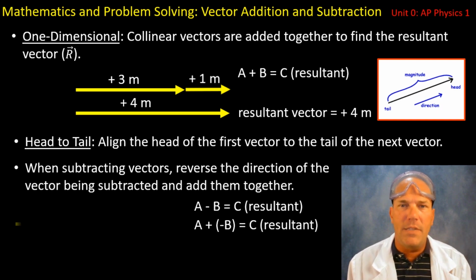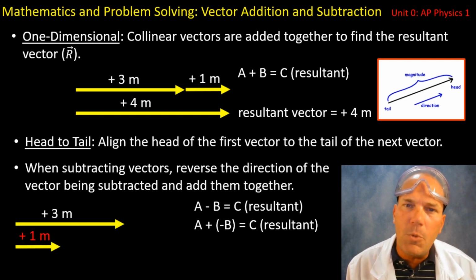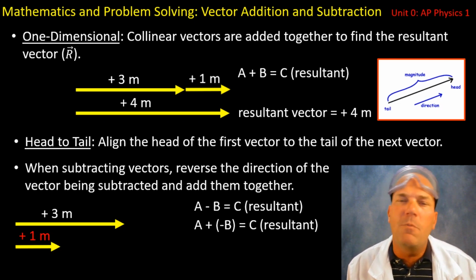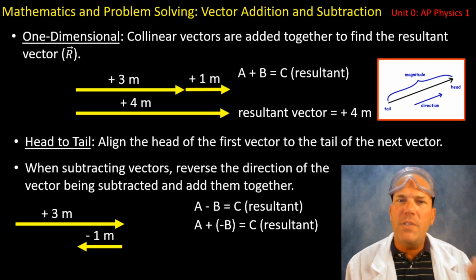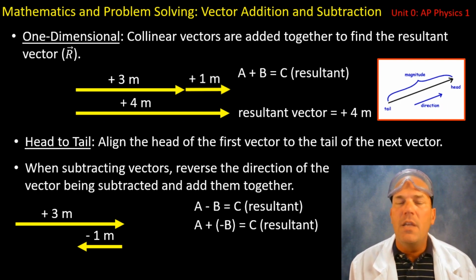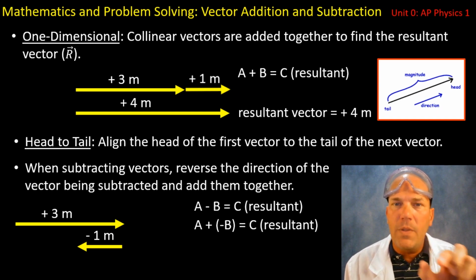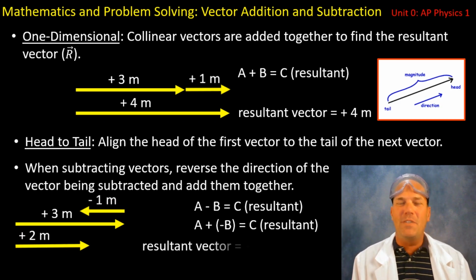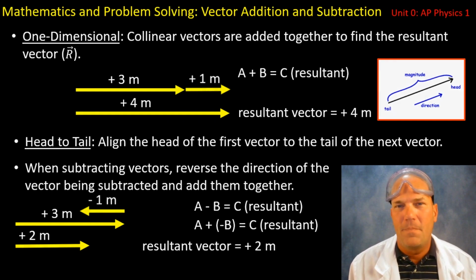Now let's look at an example here. Here we have a positive 3 meter vector, and I'd like to subtract a positive 1 meter vector. Well, we're going to take the positive 1 meter vector and we're going to reverse its direction. Then we're going to use head-to-tail vector addition to align this second vector, which has now been reversed. We're going to align its tail to the head of the first vector, and then it becomes pretty obvious our resultant vector is going to be a positive 2 meters.